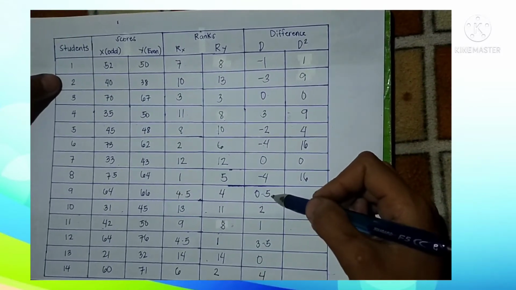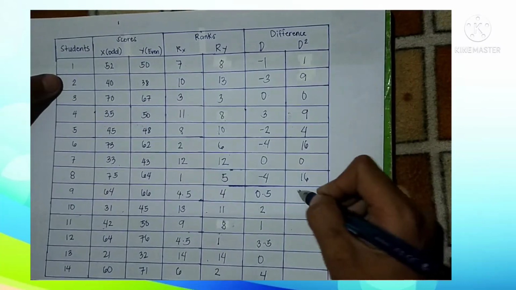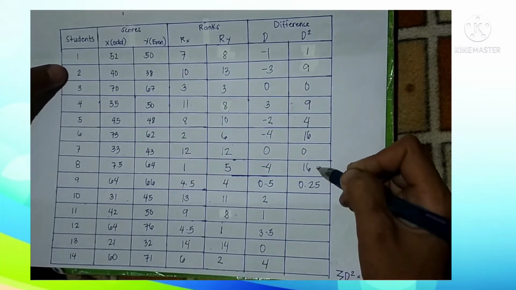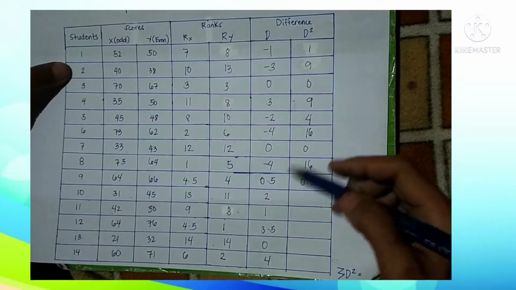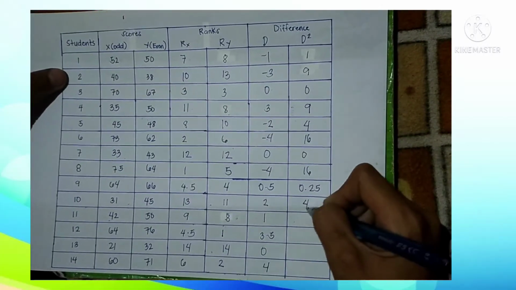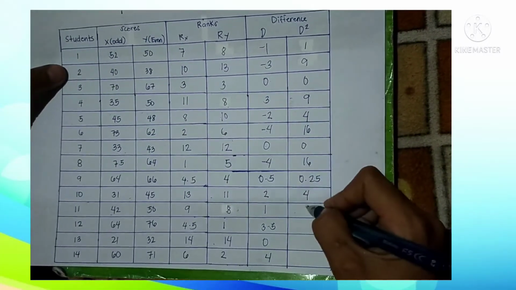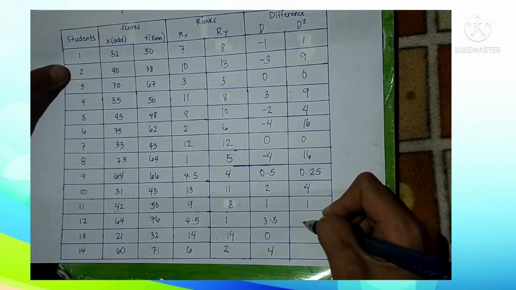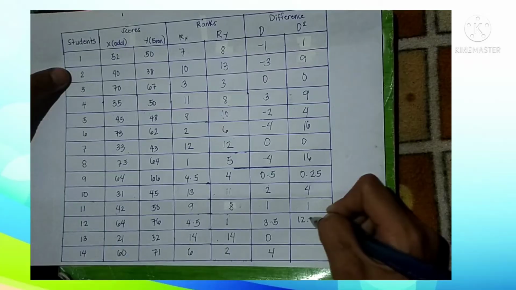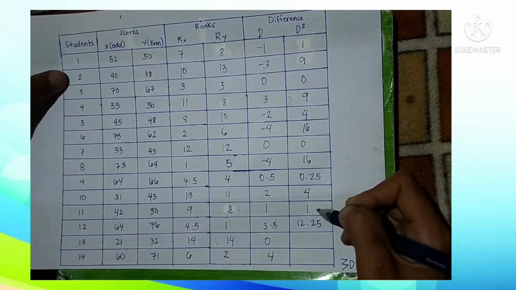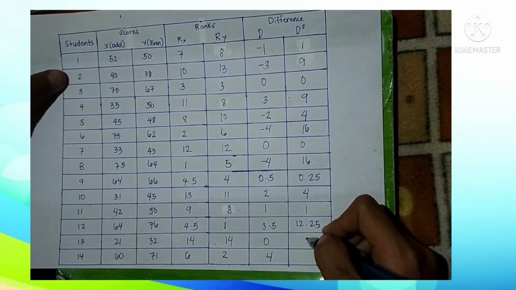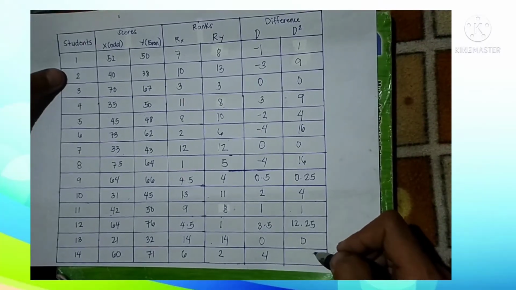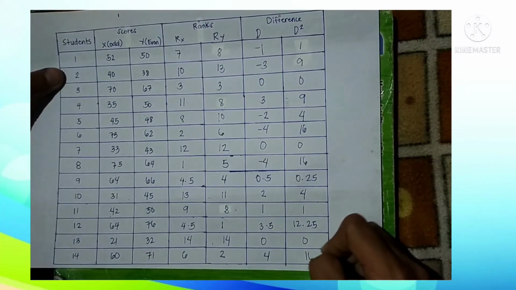0.5 times 0.5 equals 0.25. 2 times 2 equals 4. 1 times 1 equals 1. 3.5 times 3.5 equals 12.25. 0 times 0 equals 0. And 4 times 4 equals 16.